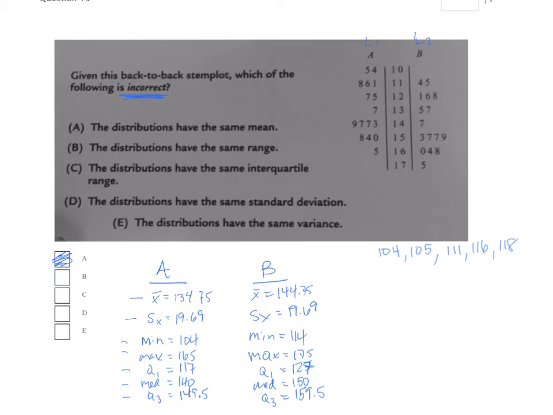Distributions have the same range. They do have the same range when you subtract. It's just that B is moved up 10 more points than A was. The interquartile range is the same, and that again is true. Distributions have the same standard deviation, and that is true, which would be your SX. Distributions have the same variance. Well, if they have the same standard deviation, then they also have the same variance. So A, the means are the same, is not true, because we can see right here that the X bars are different.